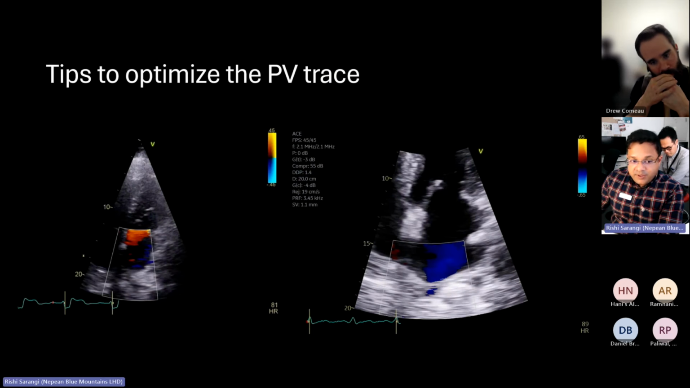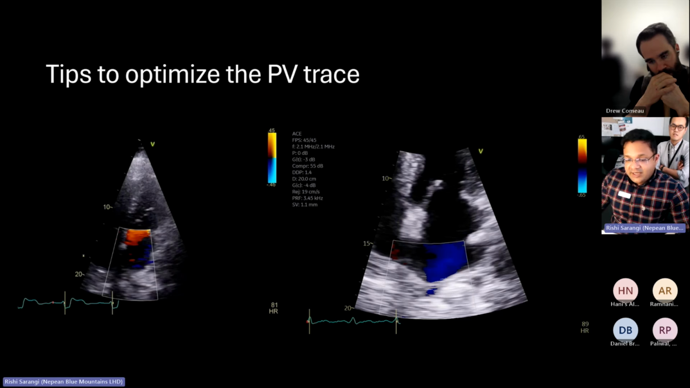In the tips to optimize, we always use the ECG because it's essential to know which phase of the cardiac cycle the blood flow is going in. For the angle of the transducer, I try to pan it superiorly towards the aortic valve so I can get the right upper pulmonary vein. The tip of the pulse wave should be 2 to 3 millimeters inside the pulmonary vein. The sample gate should be 2 to 3 millimeters, and this pulse wave gate should be at least 0.5 to 2 centimeters inside the pulmonary vein.